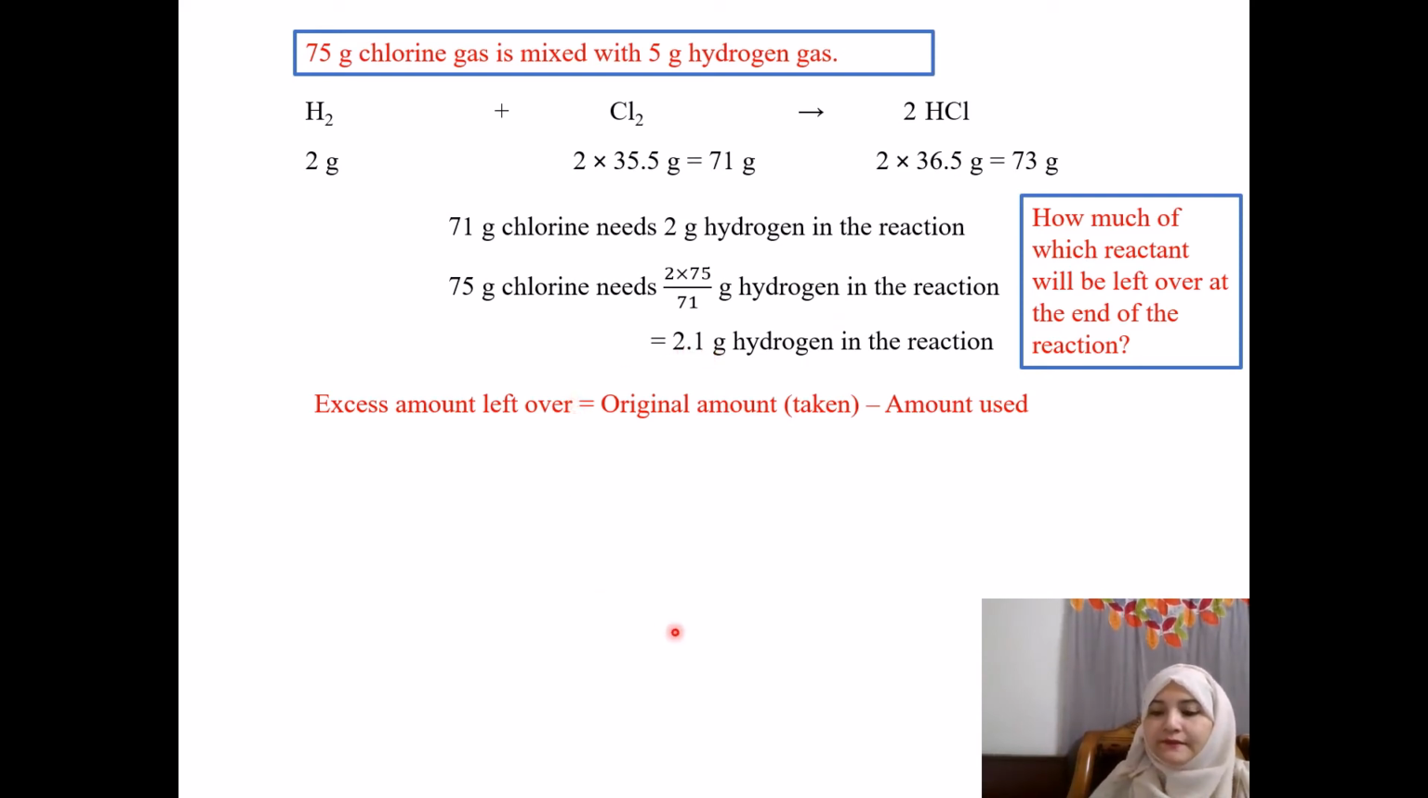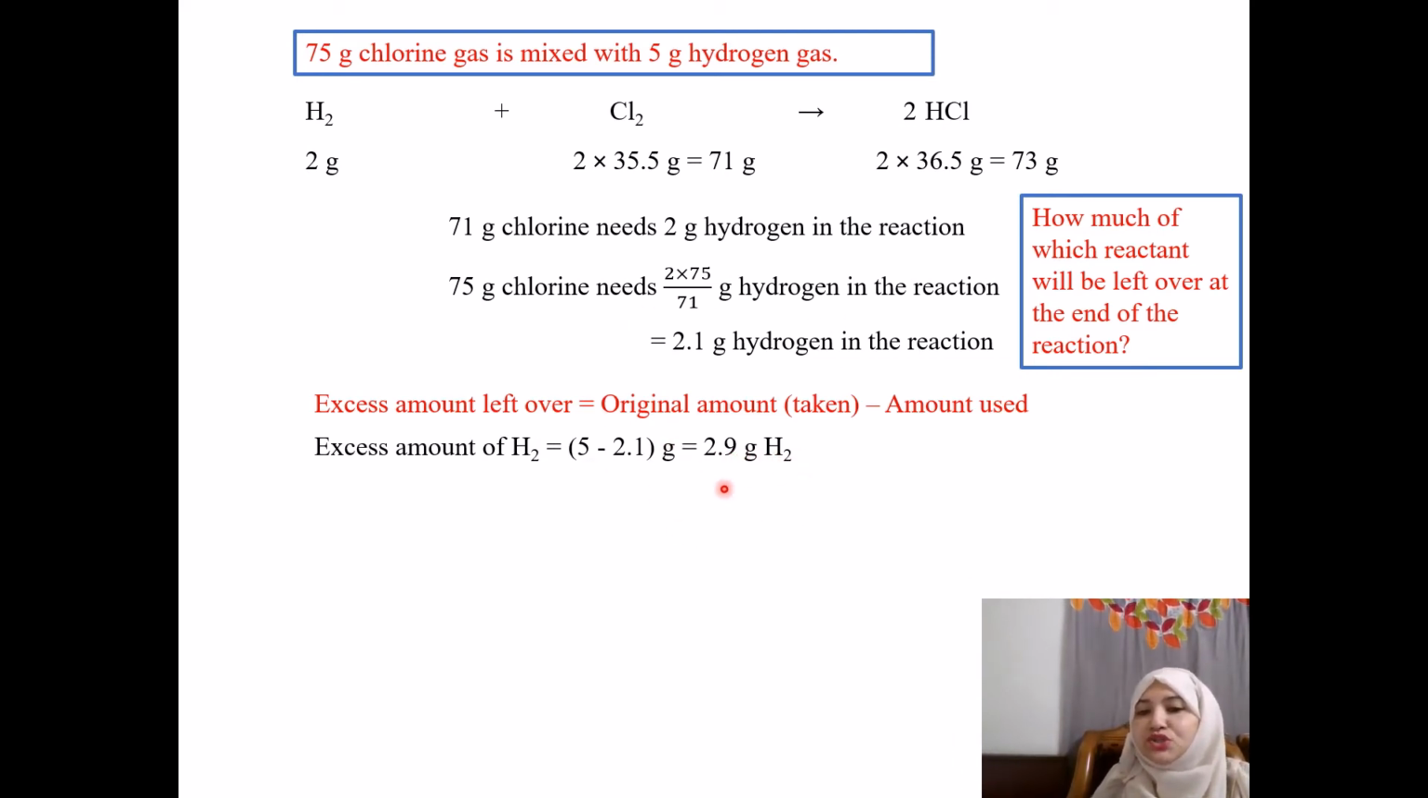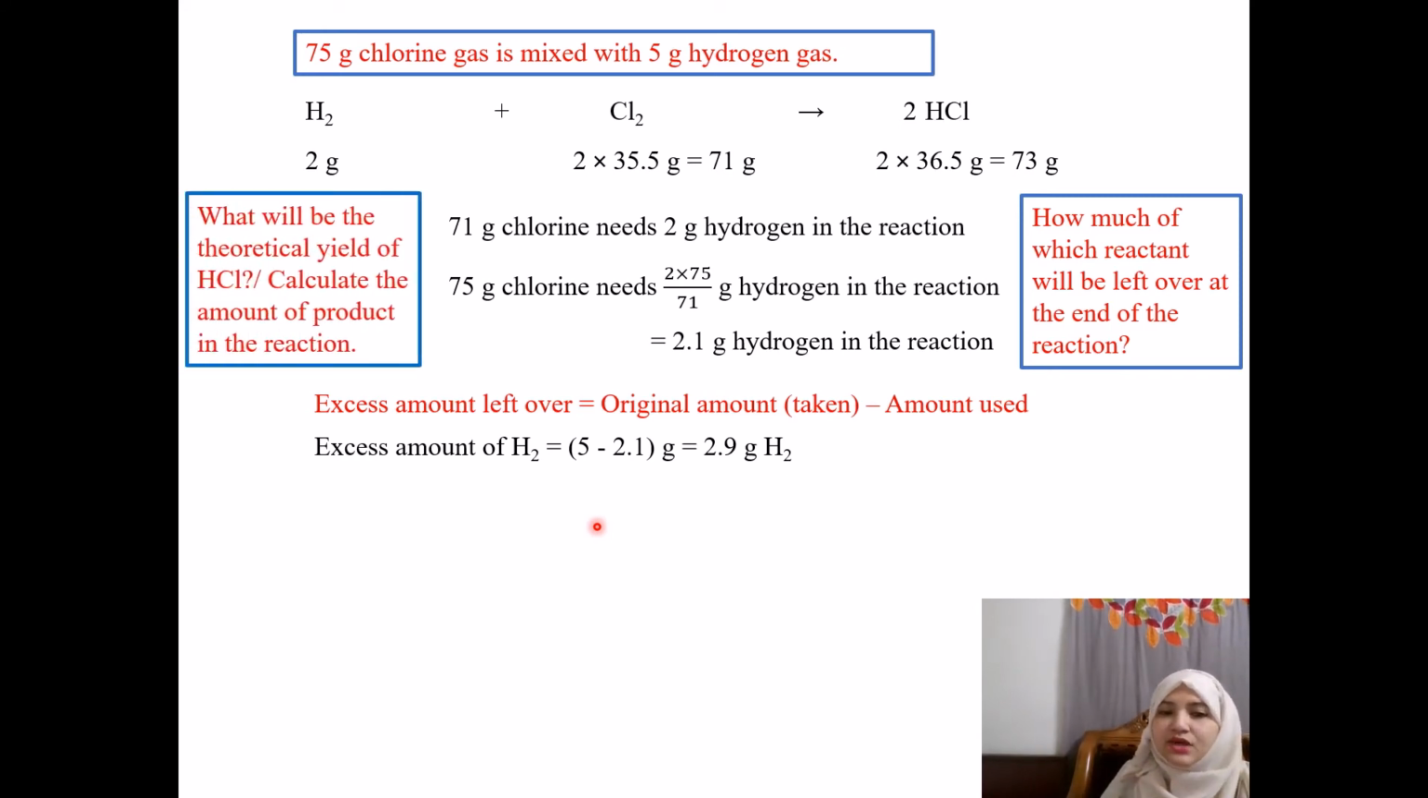Okay, and this amount is 2.9 gram hydrogen. That means hydrogen gas is the reactant which will be left over, and the amount of leftover, the extra amount of reactant, is 2.9 gram hydrogen. Okay, and our next question is what will be the theoretical yield of HCl?